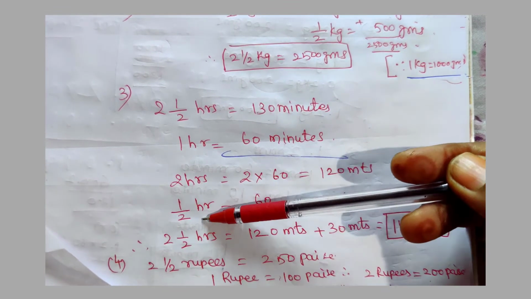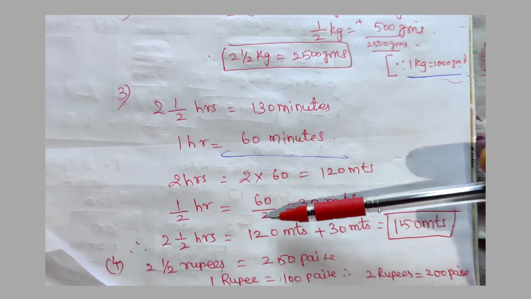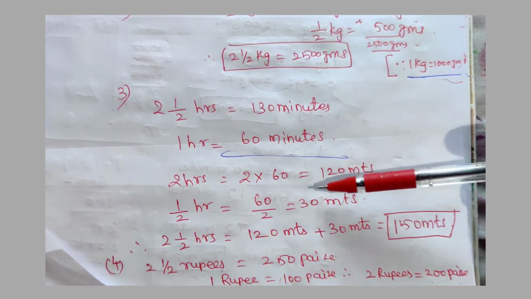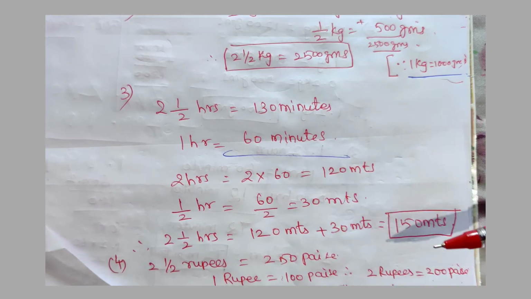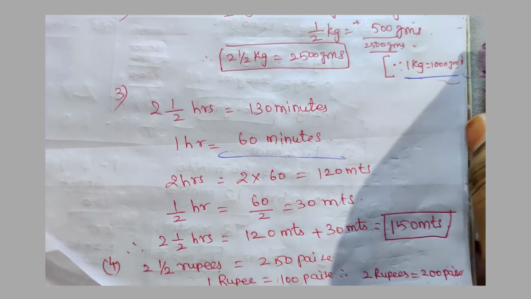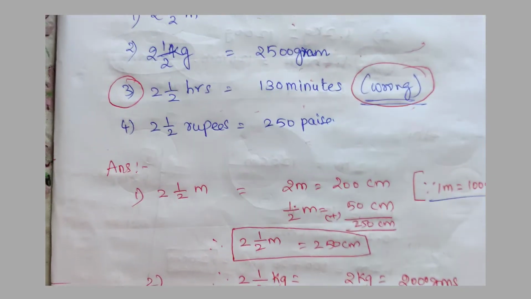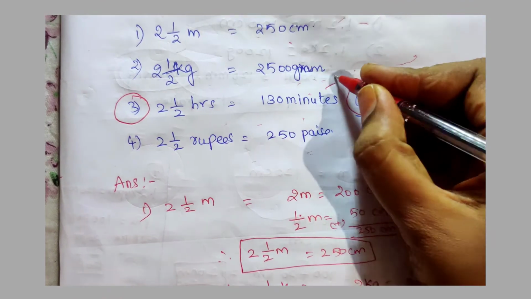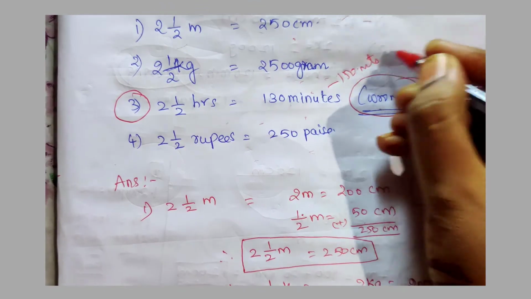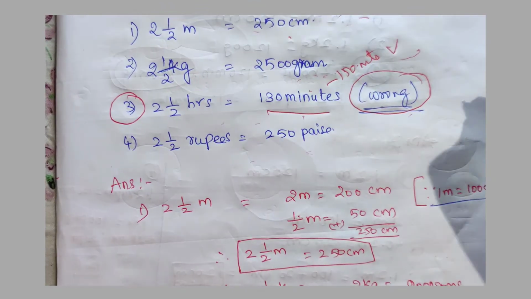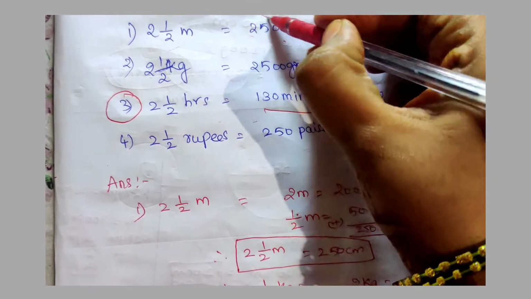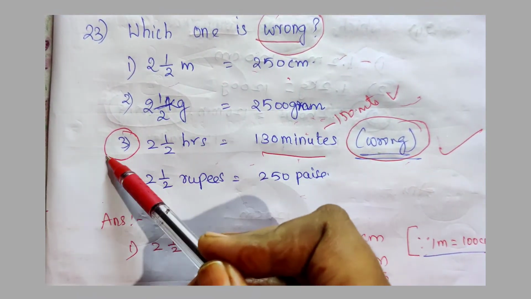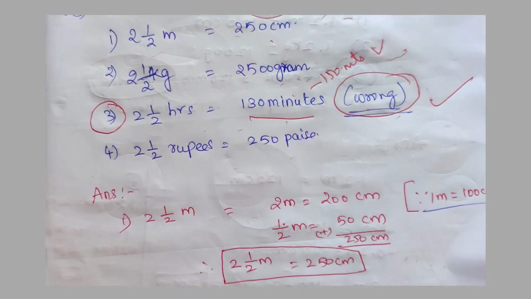Then half an hour they have given. Half an hour means 60 divided by 2, which is 30 minutes. 2.5 hours means you have to add 120 plus 30, which is 150 minutes. 150 minutes is the correct answer, but they have given 130, which is wrong. The question asks you to find which one is wrong, so this is wrong.